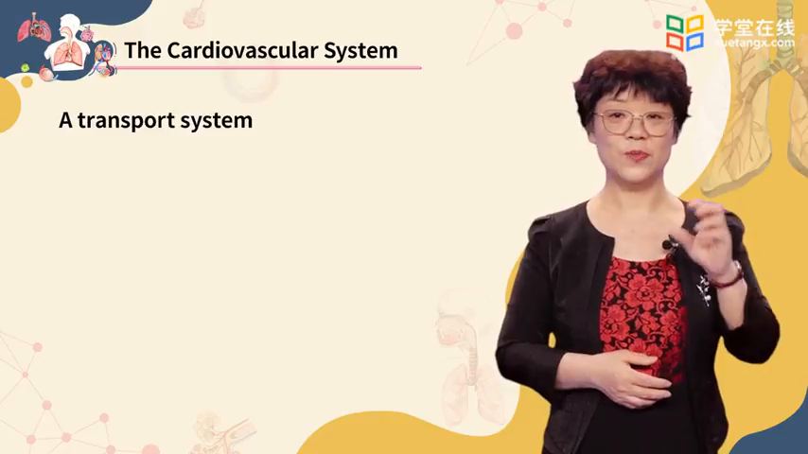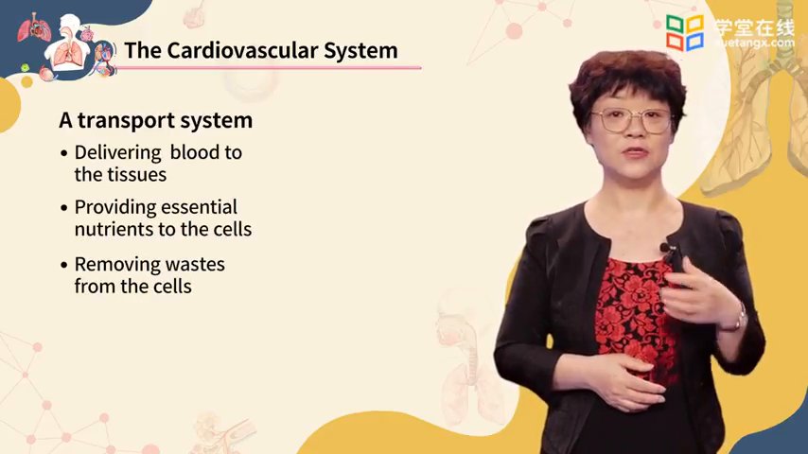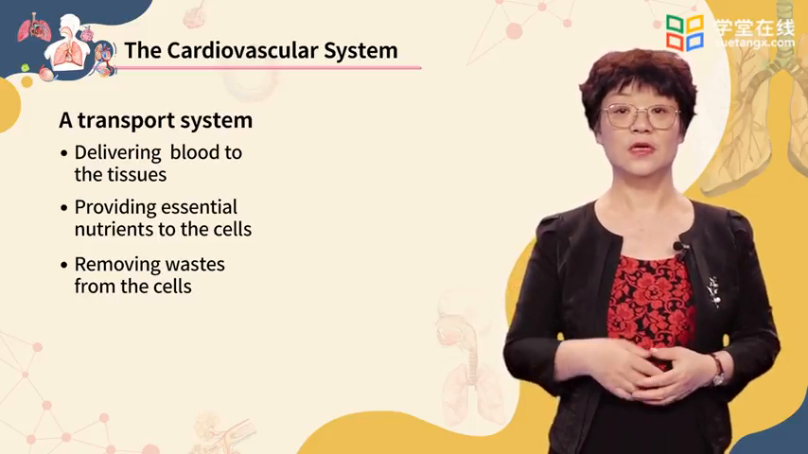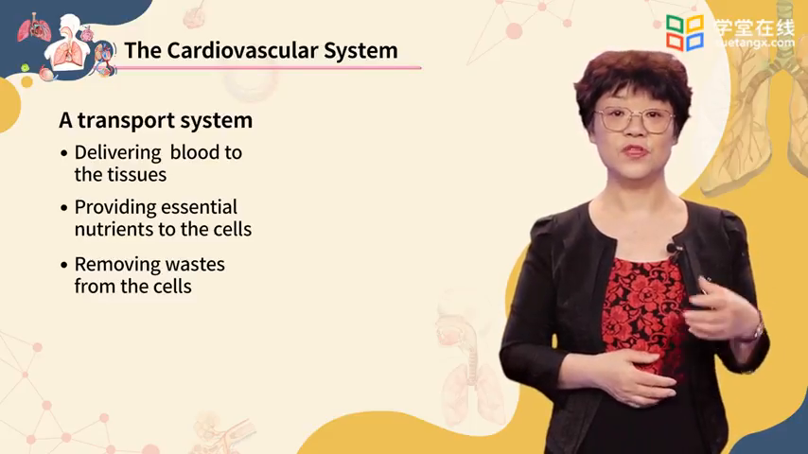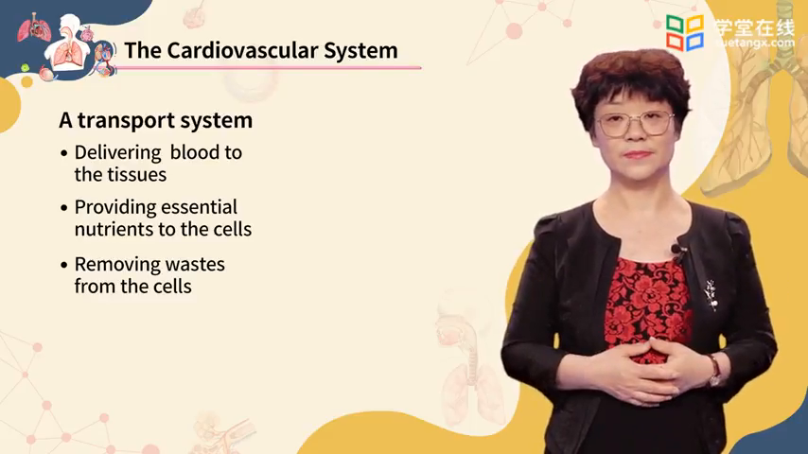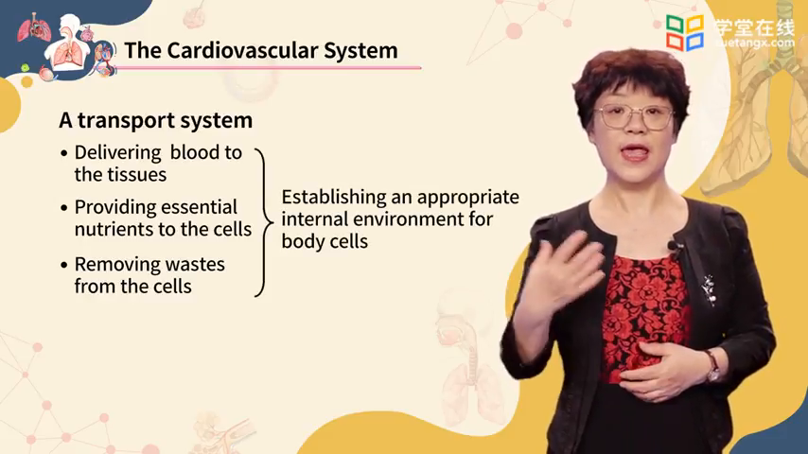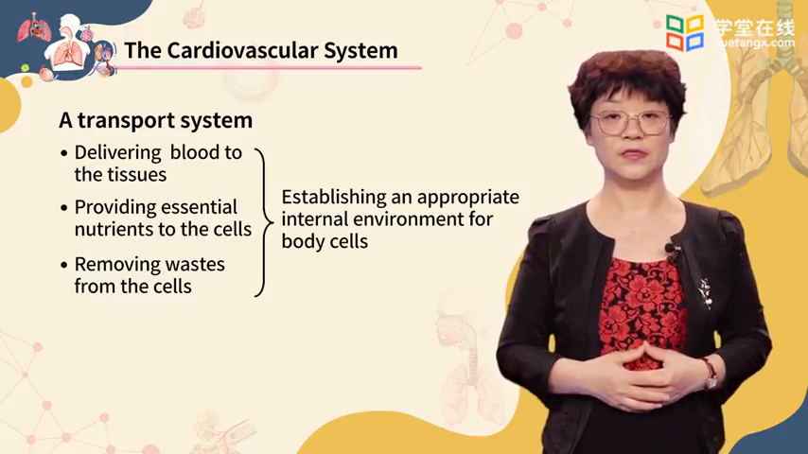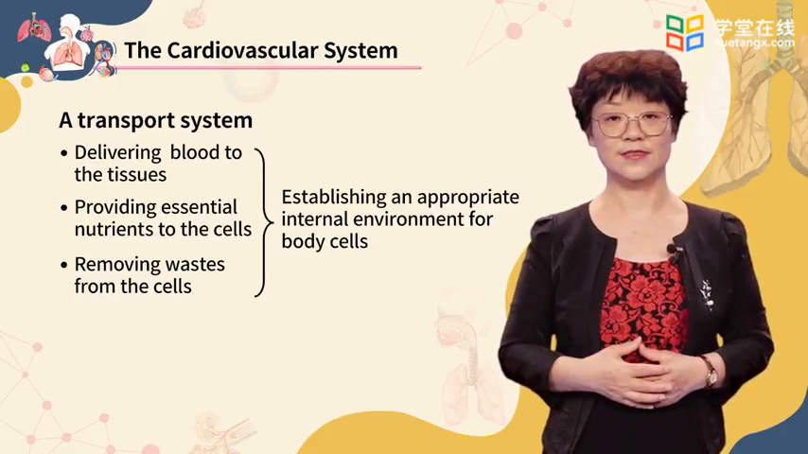This is the transport system. Its main function is to deliver blood to the tissues, providing essential nutrients to the cells for metabolism, and removing waste from the cells. Overall, the cardiovascular system aims to establish an appropriate internal environment for the optimal survival and function of the cells.